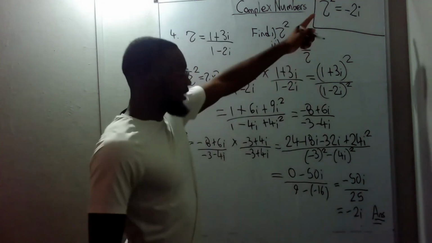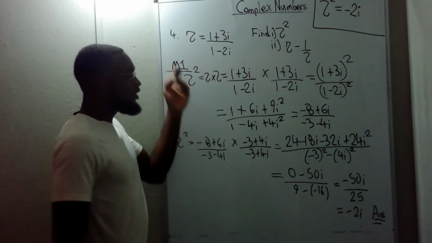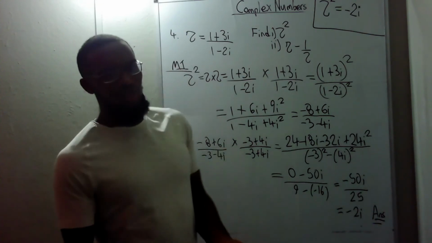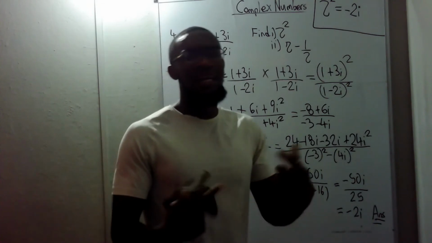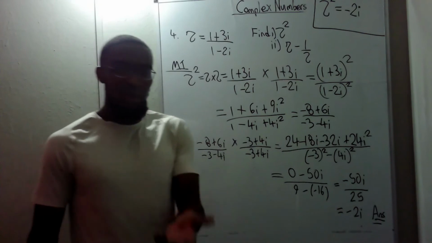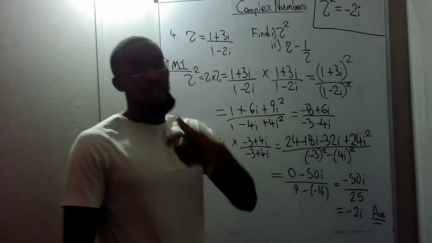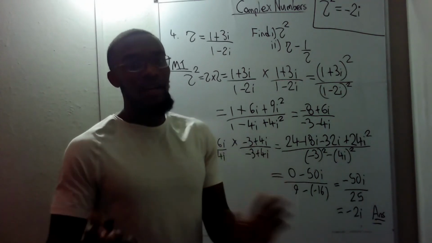Just like we got up there, z squared is -2i. So we'll show method 2. Any way you prefer to do it, remember, you can always square the number by multiplying it by itself, or you can rationalize and then square it. Whichever way you prefer is perfectly fine. My preference: you rationalize, and then you square.